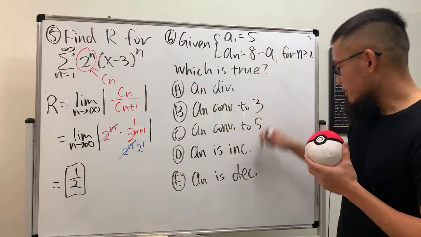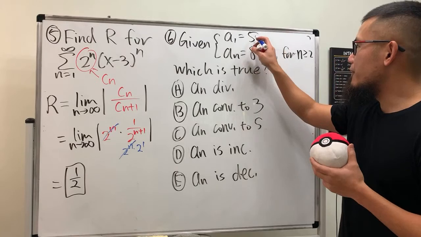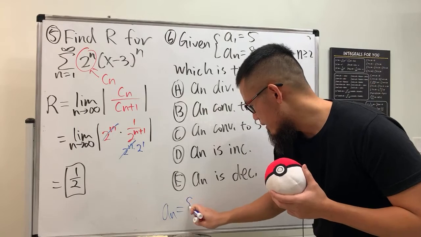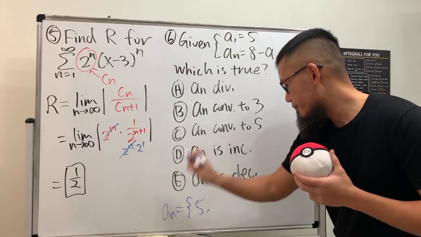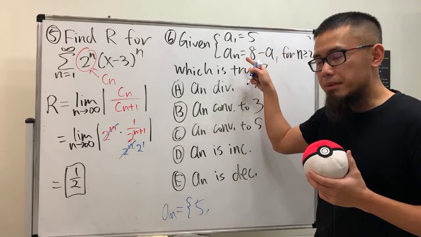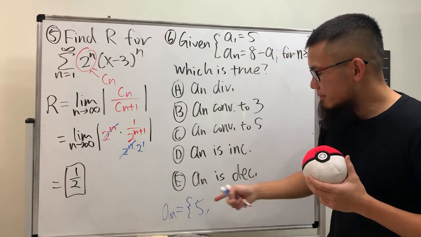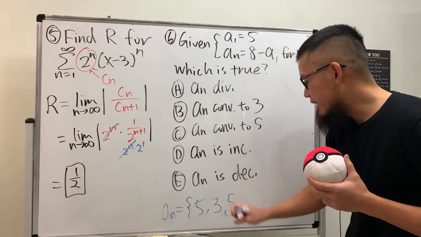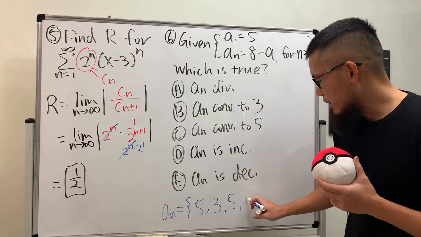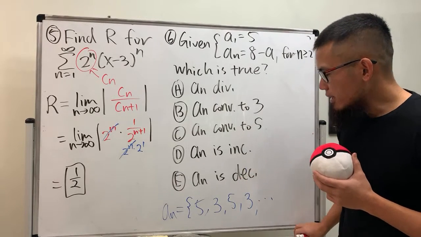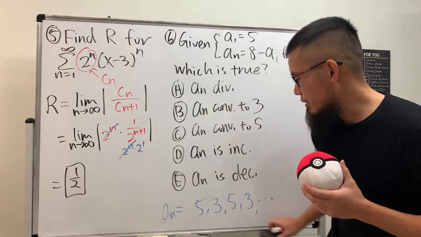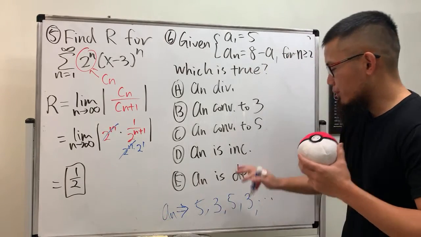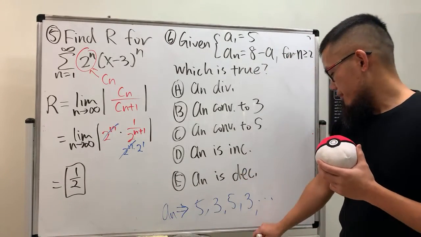So here's the deal. If you look at the sequence here, we have 5. So I'll just put down an is actually this. You start with 5, and then the next term is going to be 8 minus the previous. 8 minus 5 is 3. And then 8 minus 3 is 5. And then 8 minus 5 is 3, and so on. It really depends on your instructor. Some people put this in a set notation for the sequence, but I think I'll just do this. An is equal to this.